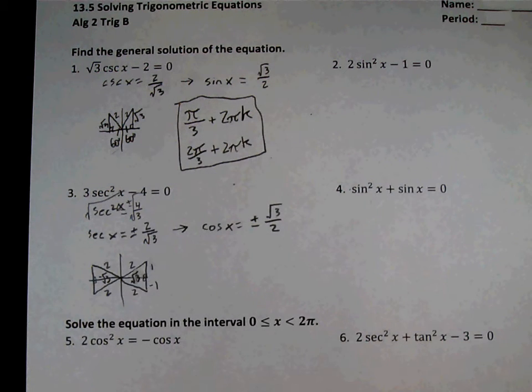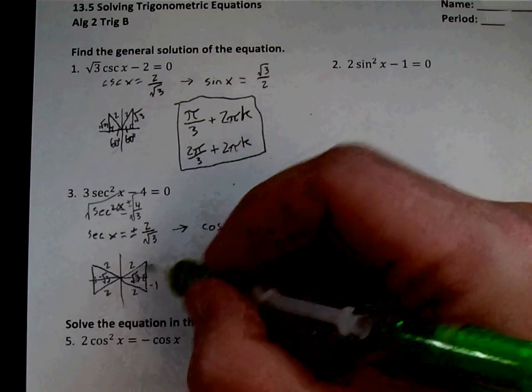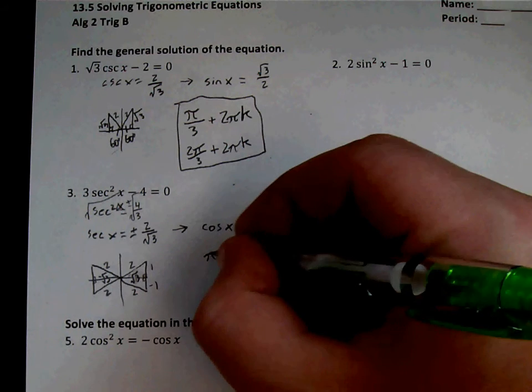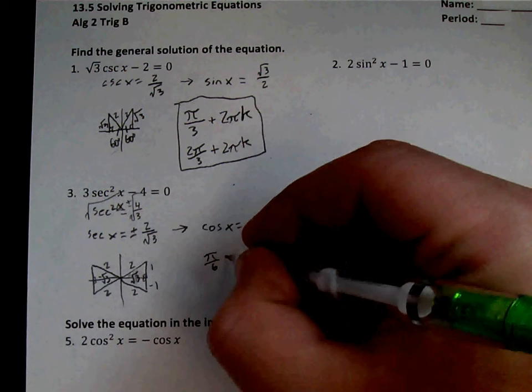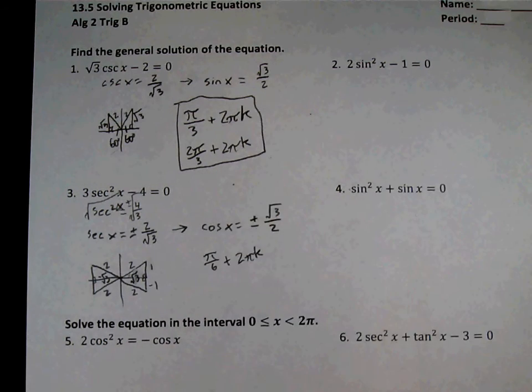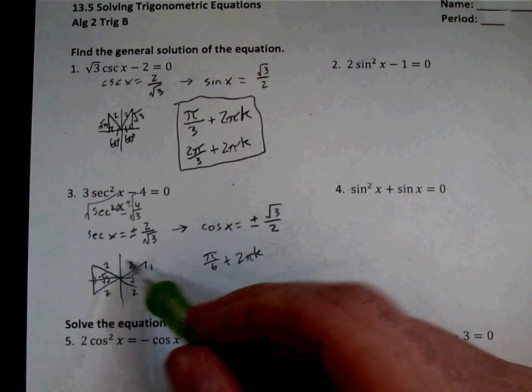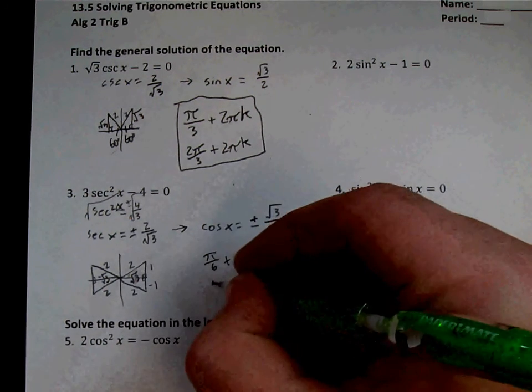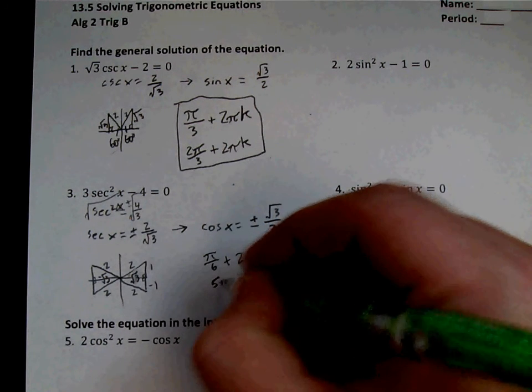So these are 30, 60, 90 triangles. And it's the 30-degree angle, which is pi over 6. So I want pi over 6 in the first quadrant. To make it general, I'll add 2 pi k. In the second quadrant, I want a full pi minus that 1/6. So that's 5/6 pi. 5 pi over 6.